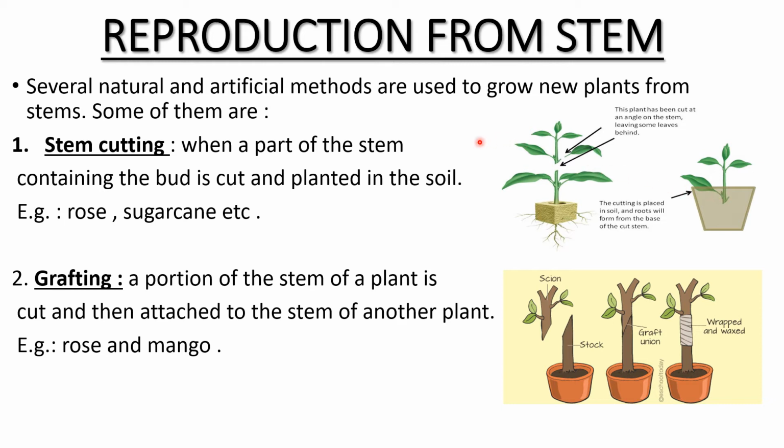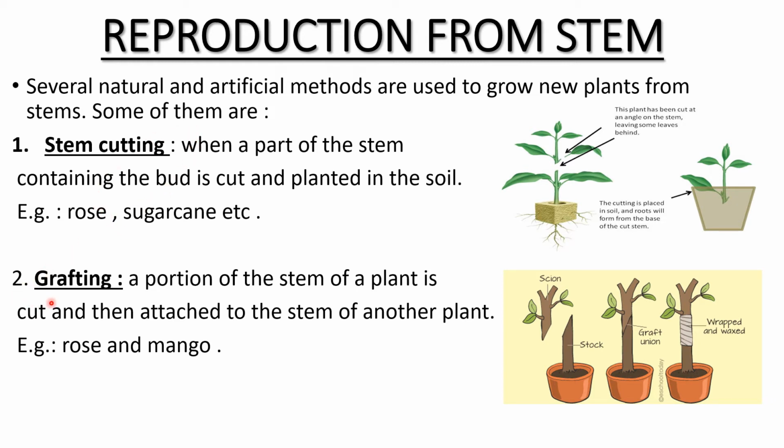Now stem cutting, as the name refers, means cutting the stem. The stem is cut and sown in another pot for its development. You can even read here that the cutting is placed in soil and roots will form from the base of the cut stem. It means the portion from where the stem is cut, there new roots arise and it will develop into a new plant. So this was stem cutting. This can be done in rose and sugarcane and many other plants.